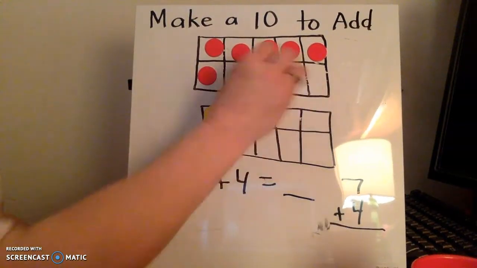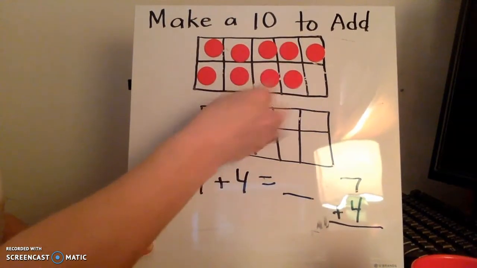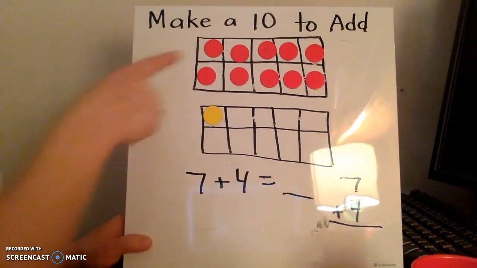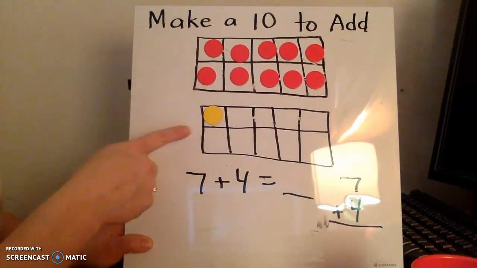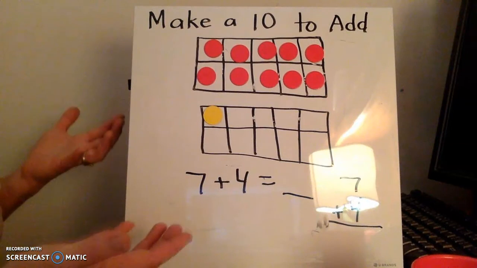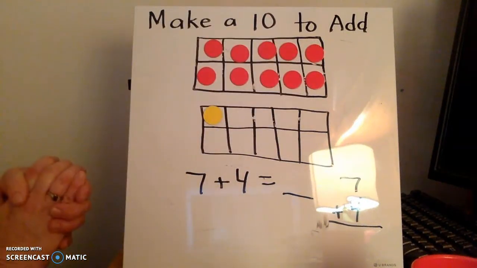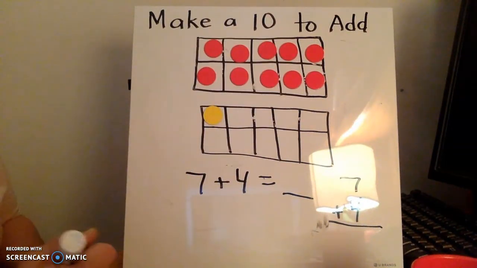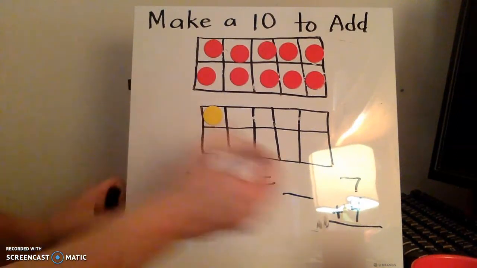So I'm going to take those 3 up here, bring them up here. And now, instead, I have 10 and 1. See, I didn't get rid of any of them. I just moved them over here and rearranged them. Now 10 and 1 we know is 11. Great.